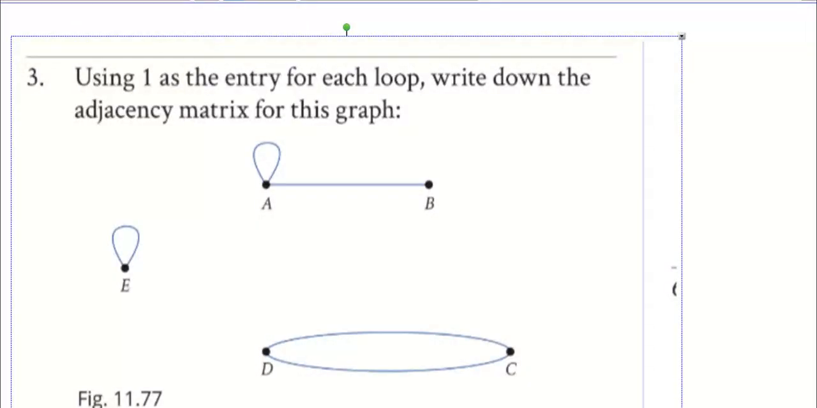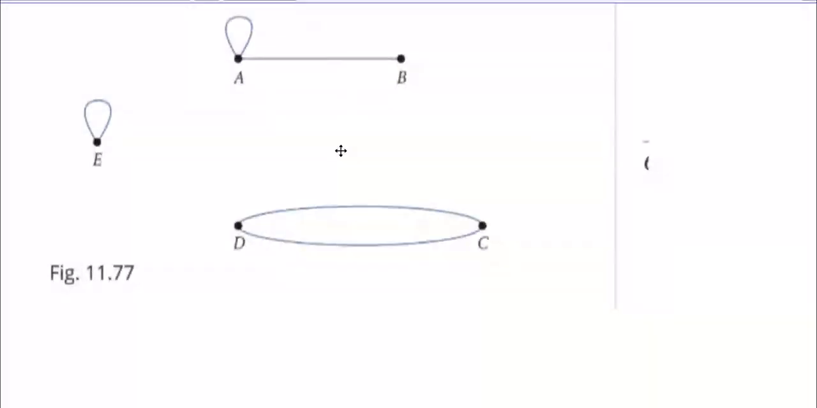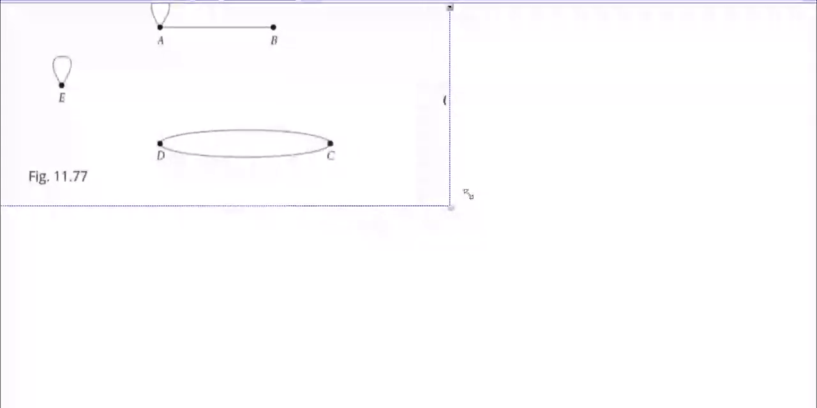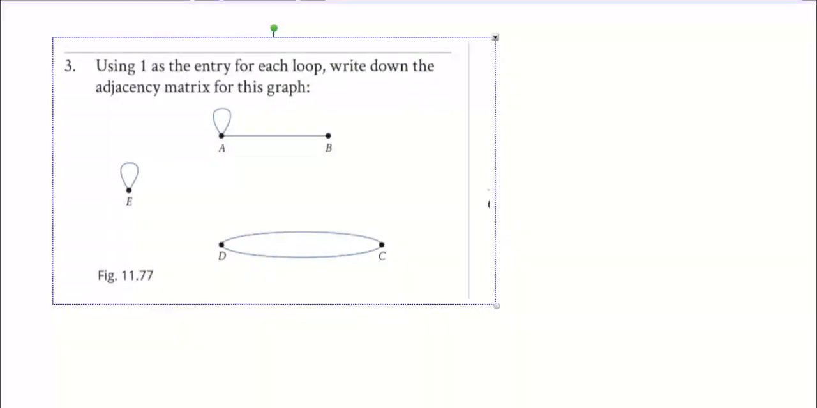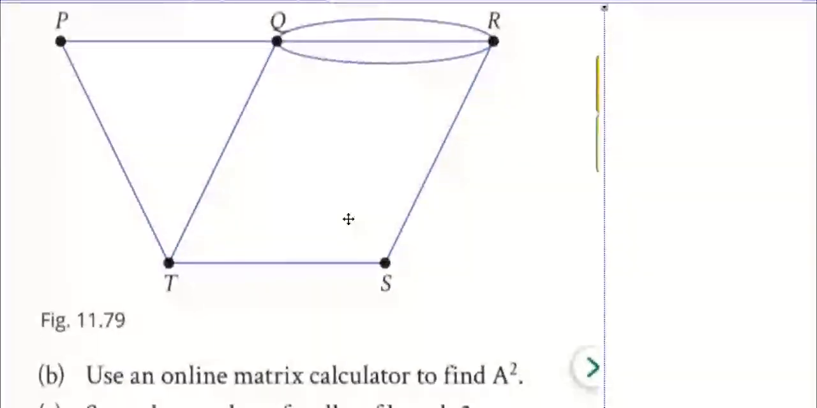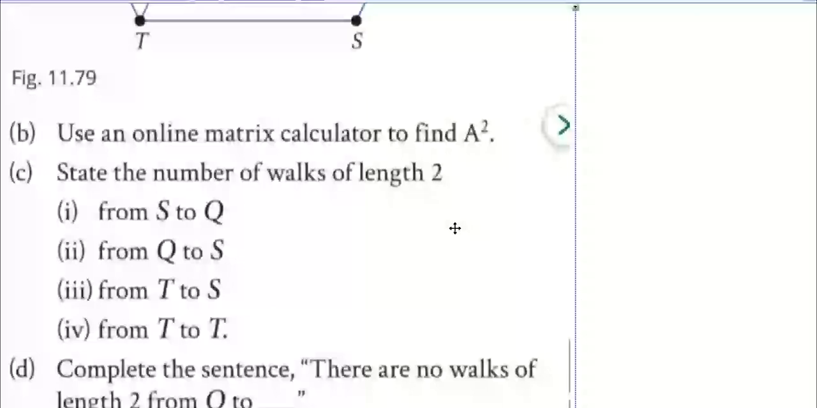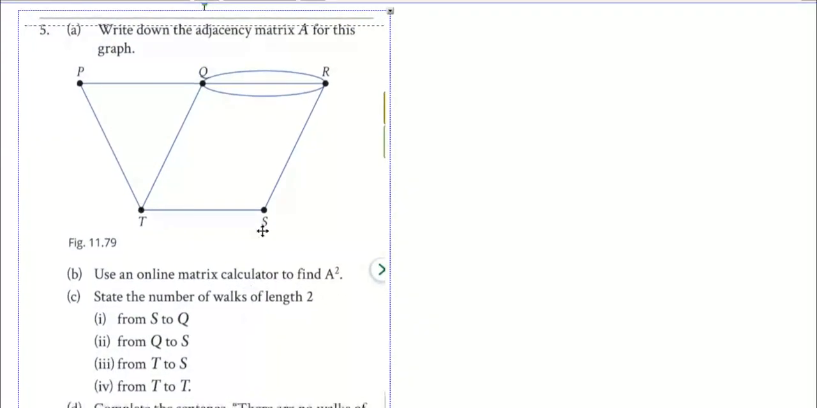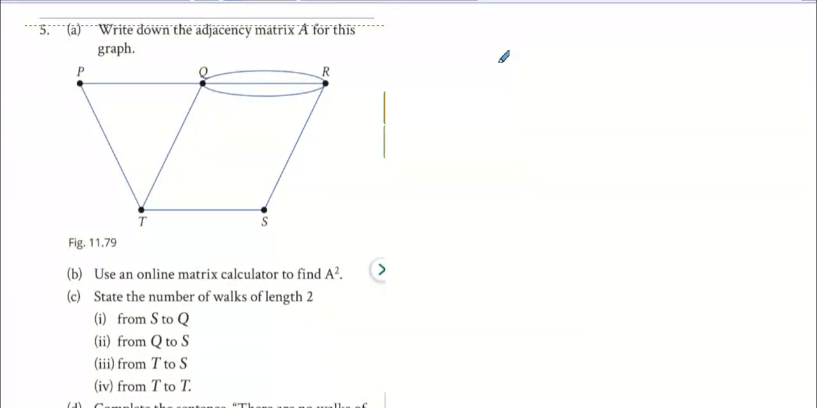Using 1 as the entry for each loop, write down the adjacency matrix. Tell you what, I'm not going to do that because I'd rather do 5. All right? 5. Ouch. It's not good, is it? Now, I don't know if I'm going to quite fit this in, but you'll get the gist by the end of the video anyway. P, Q, R, S, and T.